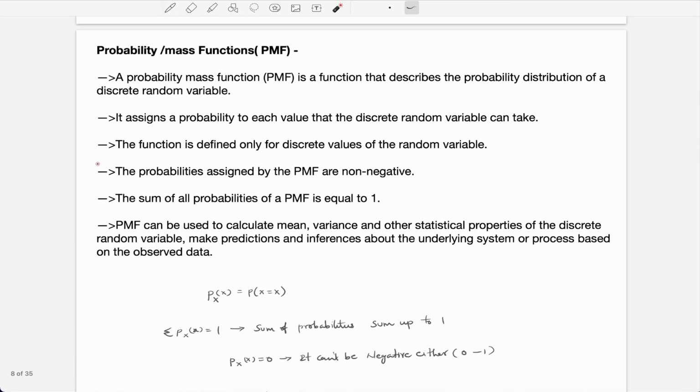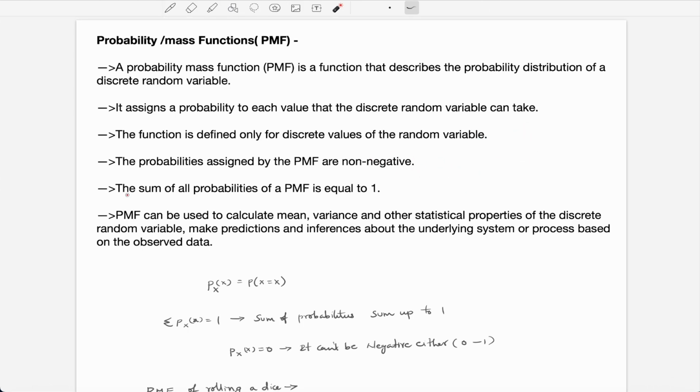Okay, so the probability is assigned by the PMF. What do you mean by PMF? The probability mass function values are non-negative, so the probabilities cannot be negative, right? And the sum of all possible probabilities of a PMF is equal to 1, as I discussed in the previous lecture. It's a kind of recapitulation, so that it will be easy for you.